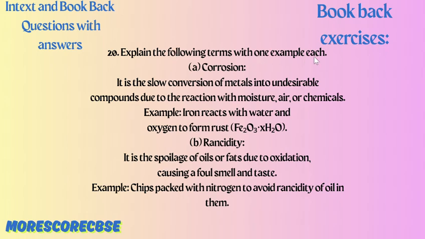Next, explain the terms with 1 example each. Corrosion is the slow conversion of a metal into an undesirable compound due to reaction with moisture, air or chemicals. Here iron reacts with water and oxygen to form rust, that is ferric oxide plus X molecules of water. Next, rancidity is the spoilage of oils or fats due to oxidation, causing a foul smell and taste. So the chips companies flush the packets with nitrogen in order to prevent this rancidity.